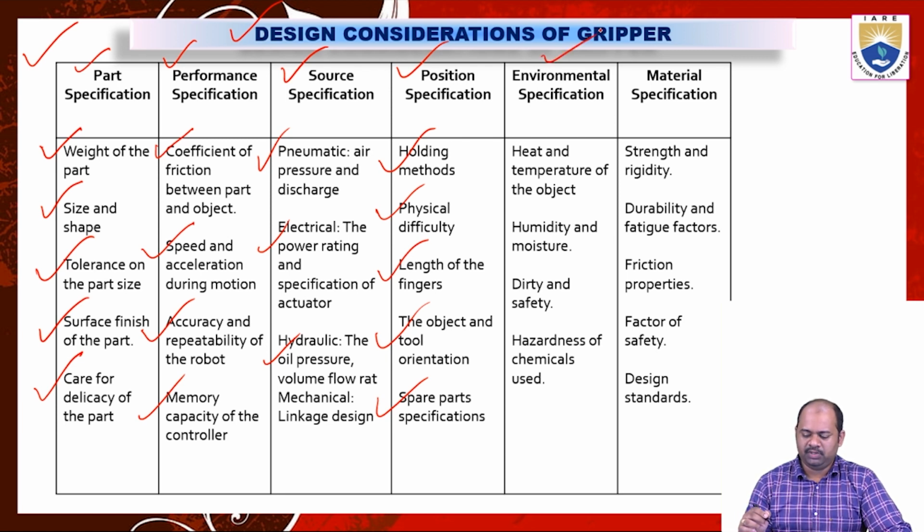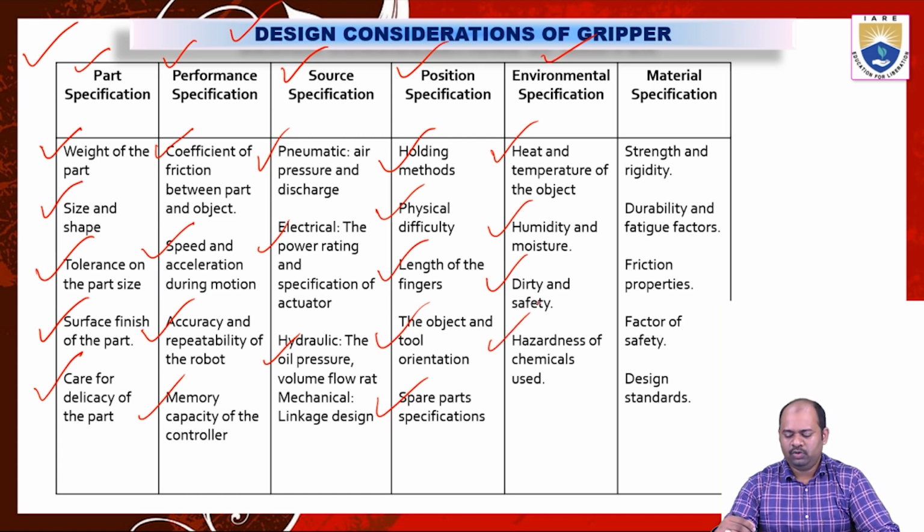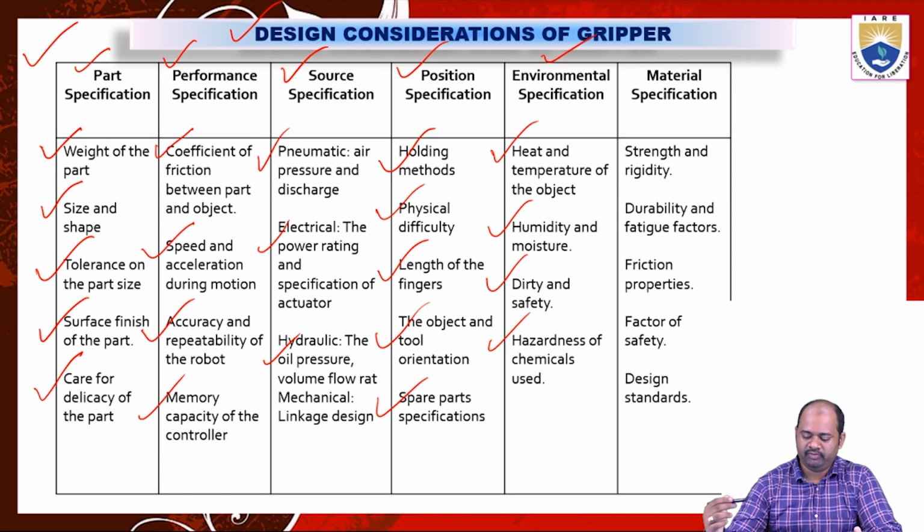And then environmental specifications. Environmental specifications are heat and temperature of the object, humidity and moisture, dirt and safety, hazardous chemicals used. When I have an object which is hot, the gripper should hold the temperature, or if it is cold, the gripper has to bear different temperatures. If the body is being used in an environment where the humidity or moisture is high, that also should be considered, because the humidity or moisture may cause damage to the mechanical parts in the gripper and they may cause the gripper to fail.